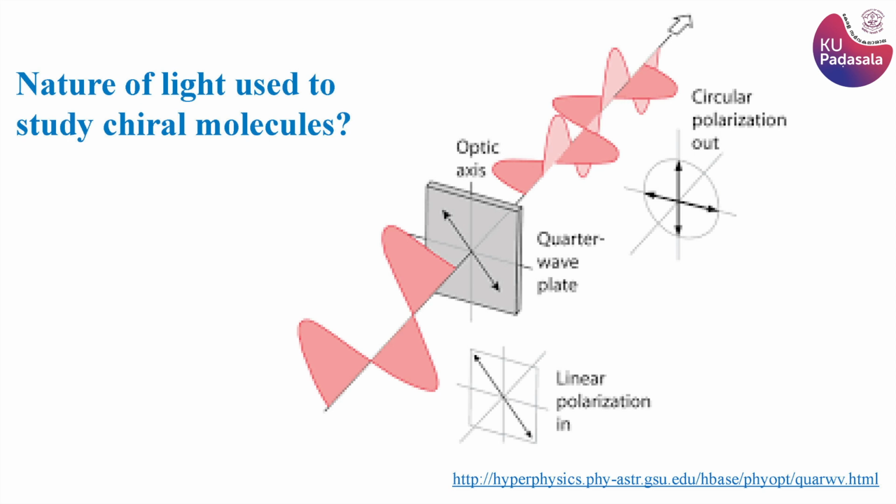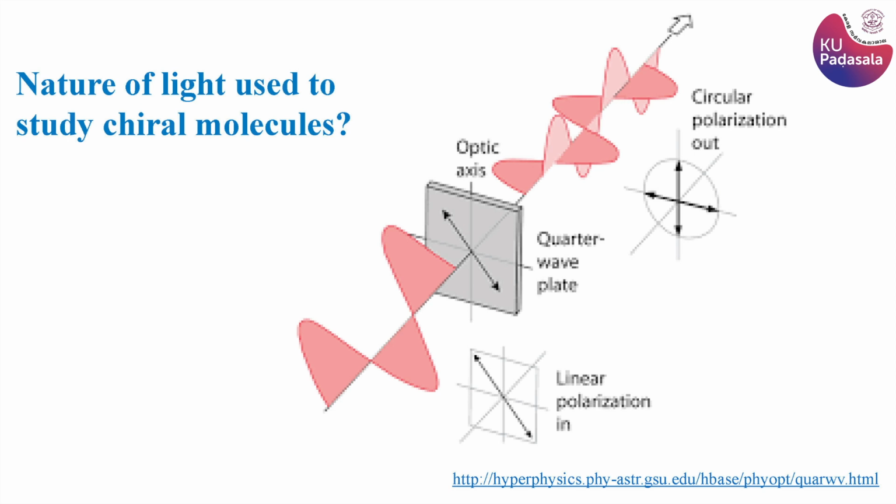Ordinary light is unpolarized, and that is because the electric field component oscillates in all possible directions. And this is the light that we use in UV visible spectroscopy as well. Now, if we pass this light through a polarizing filter, it gets converted to plane polarized light or linearly polarized light. That means the electric field component oscillates only in one particular plane.